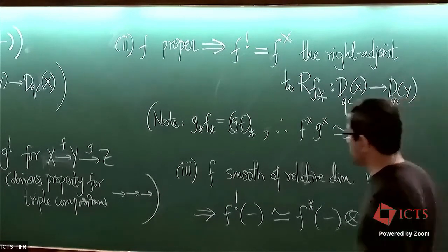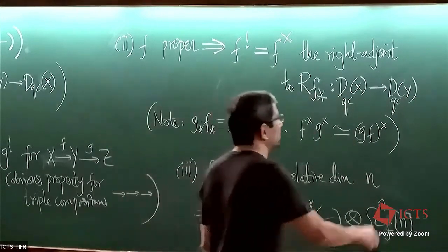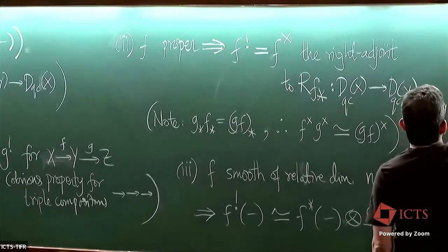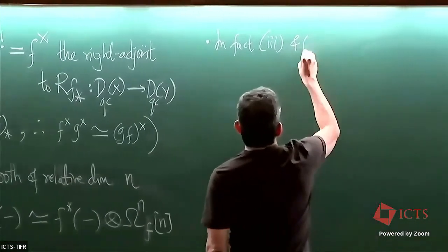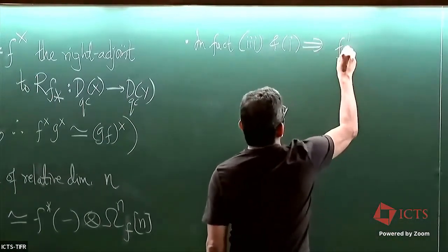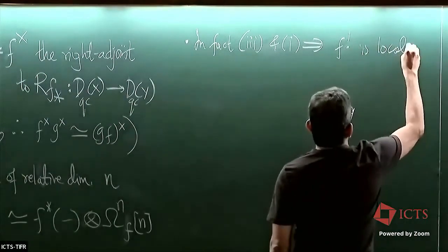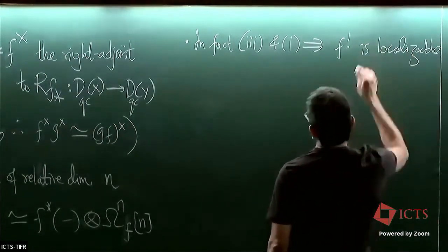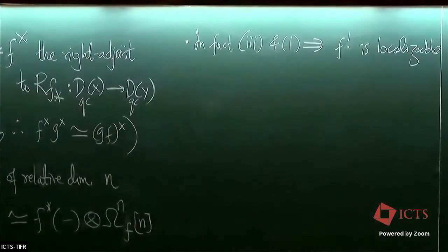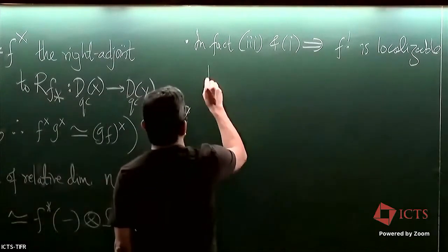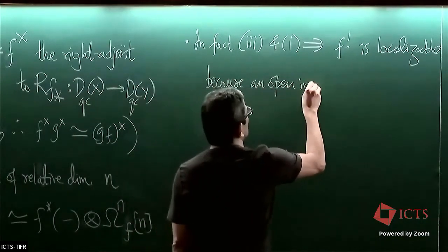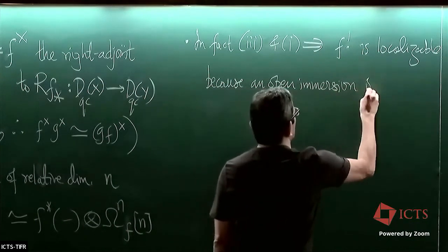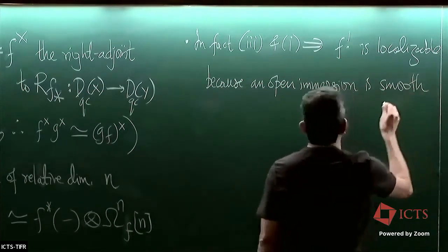In fact, let me mention that 3 already implies, together with 1, that F shriek is localizable. This is just a reminder that open immersions are smooth of relative dimension 0.